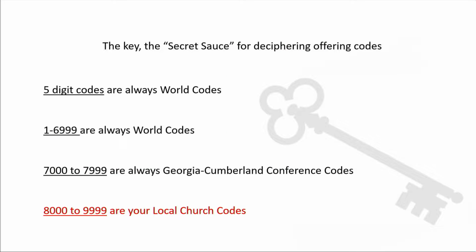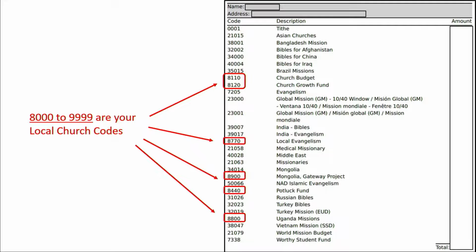Last but not least, code numbers from 8,000 to 9,999 are assigned as your local church codes. Your church probably won't use them all, but whatever local codes you have will be between those two numbers. See here on this Adventist Giving donation envelope, there are a number of local codes that this donor chose, all in the 8,000 range.